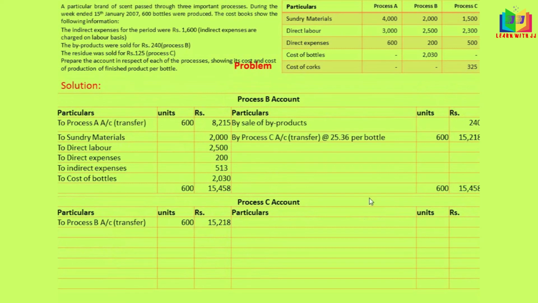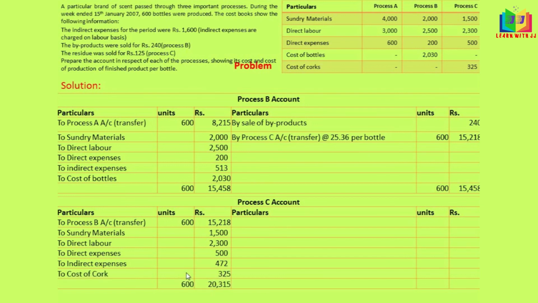Yes, see, 600, 15,218. Now I have to write the sundry material, direct labor and direct expenses on the debit side. And now indirect expenses are to be written. So 1600 into 23 divided by 78, because the wages is 2300 here. So the ratio of this is 23. So 23 divided by 78 will get 472. And we have one more cost in process C, that is cost of COGS, 325. That we have to write on the debit side.